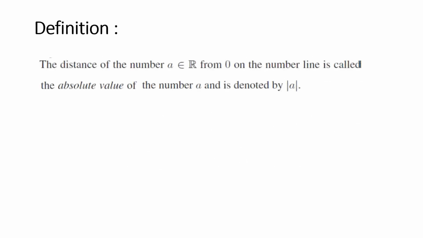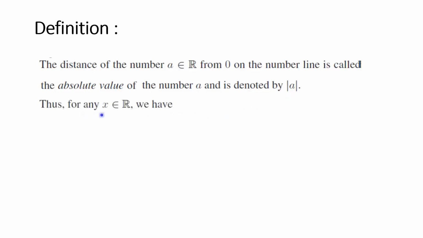Let's see the definition. The distance of the number a belongs to R from 0 on the number line is called the absolute value of the number a and is denoted by modulus of a. That is, on the number line, you have to measure the distance from a to the point on that line. That distance is called the absolute value. It is denoted by modulus of a.